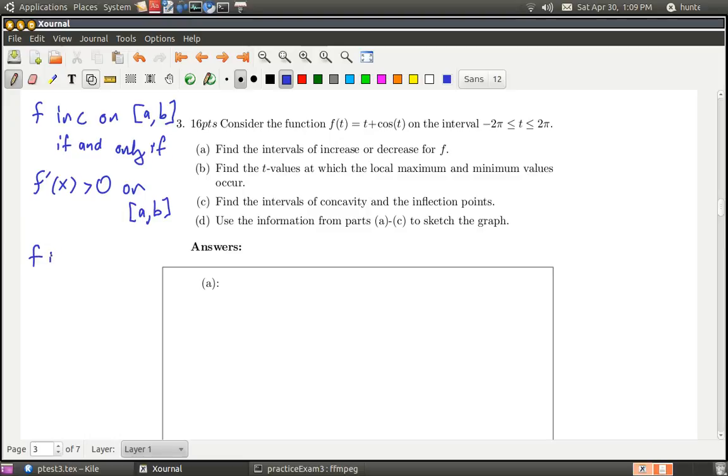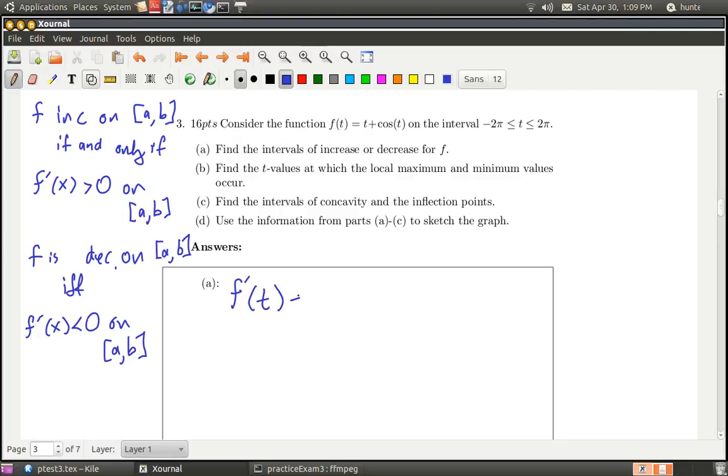So f is decreasing on the interval if and only if, and "iff" makes a nice Scrabble word, the derivative is negative on that interval. Okay. So those are the facts that we're going to use to look at this first question here. Alright, so to know whether the derivative is positive or negative, you need to know what the derivative is. So let's find the derivative.